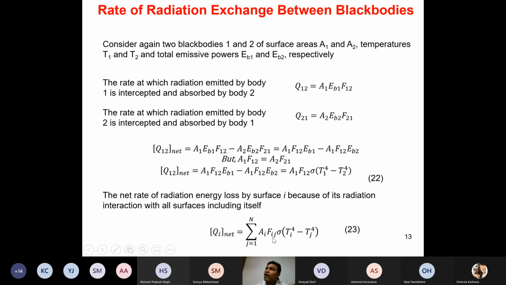So Fij is nothing but the shape factor of surface i with respect to surface j, into sigma and in the bracket Ti raised to the power 4 minus Tj raised to the power 4. So this is a generalized expression, expression number 23. This expression we are going to use later on when we look at the concept of gray bodies. There we are going to look at these in a little bit more detail.